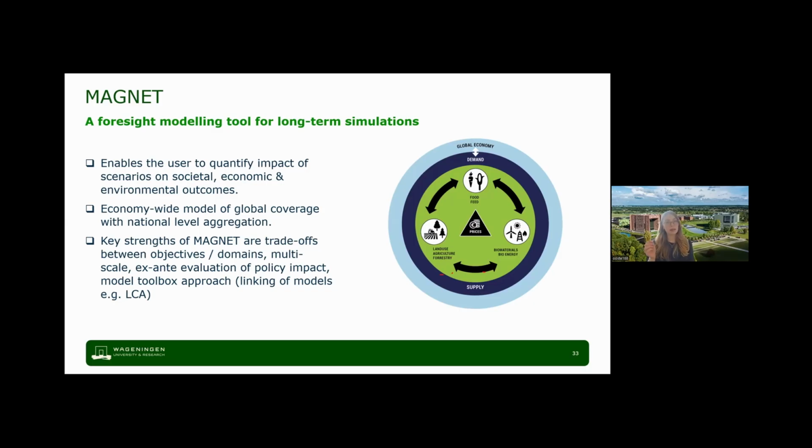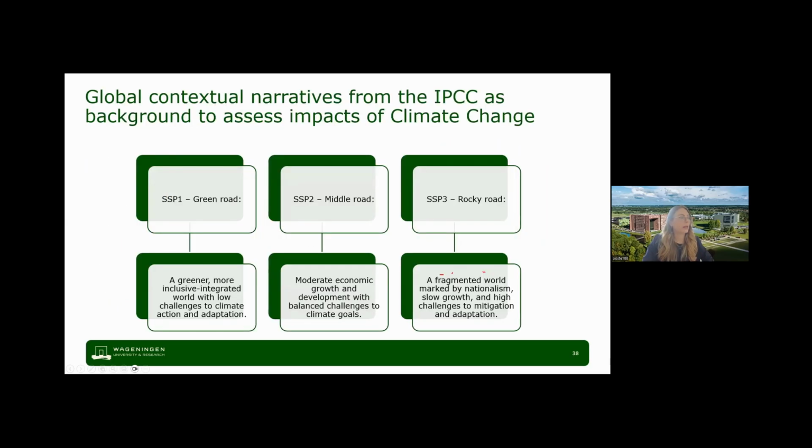So they can include shocks into the system and then see how the economy changes, where certain sectors source from instead if a certain shock is included, and how much, and under certain scenario assumptions, how the future changes. And we will focus on 3 scenarios in Magnet. That is the SSP1, 2, and 3.